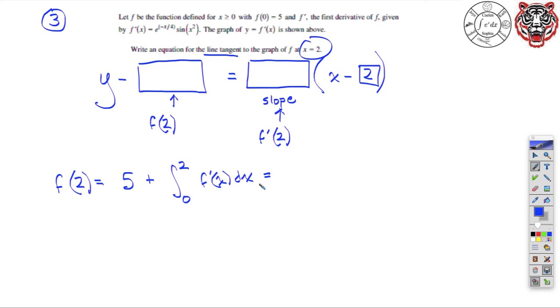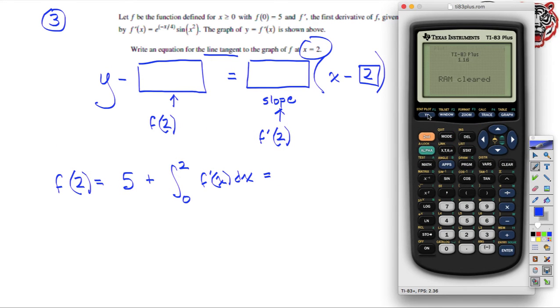All right, and we can do that on our calculator. So let's plug in our 5. Oh, maybe we should do our equation first. So our y1 equals e to the power of negative x divided by 4, and that's going to be multiplied times sine of x squared. Perfect. So we have our y1.